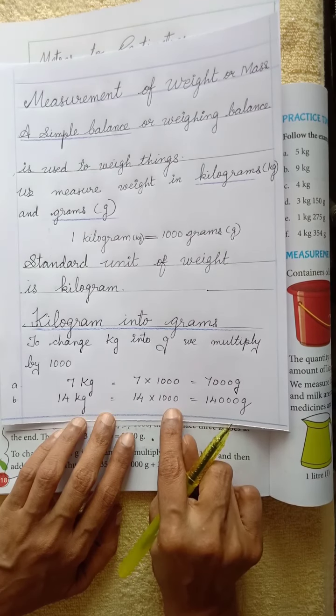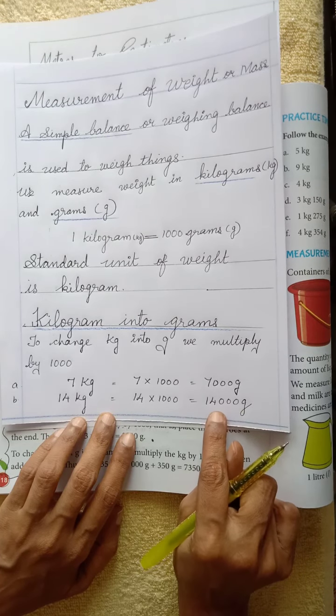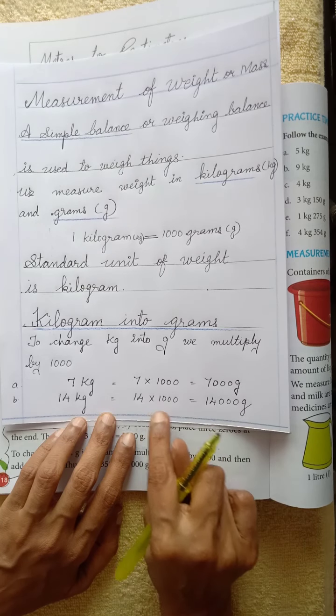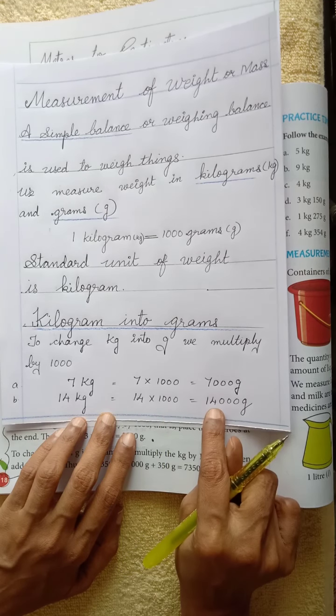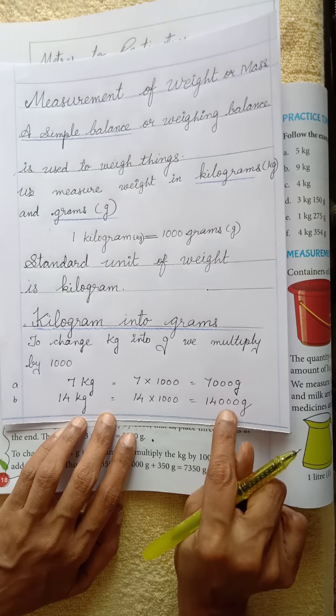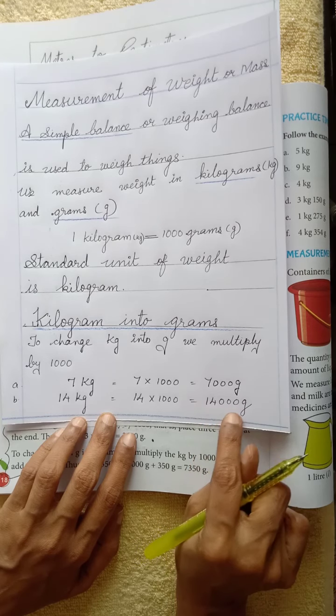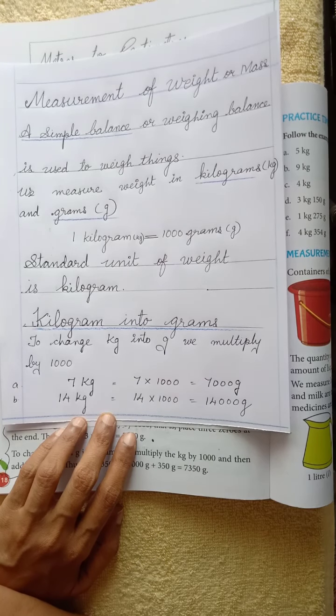Next one, 14 kilogram. 14 into 1000. First write 14 and insert 3 zeros. That is 14,000 grams. So the number is ones, tens, hundreds, thousands, ten thousands. That is 14,000 grams.